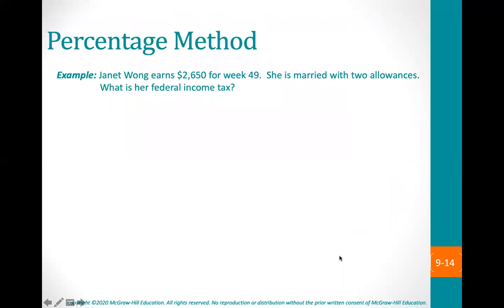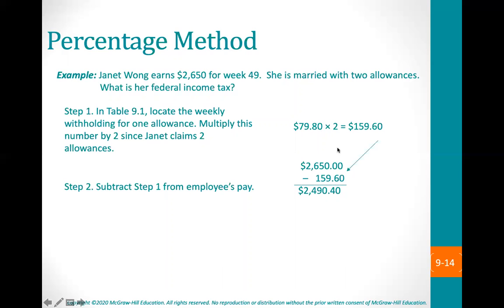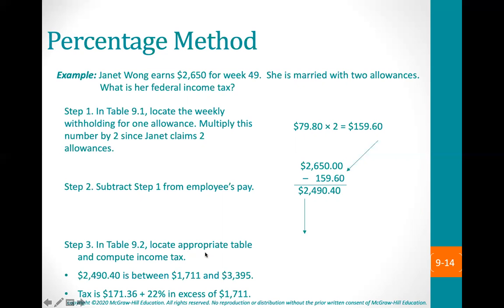So let's take a look at this. Janet earns $26.50 for week 49. Married with 2 allowances, what is her federal income tax? So like I said, table 9.1, locate the weekly withholding for 1 allowance. Multiply this number times 2 since she claims 2 allowances. $79.80 times 2 is $159.60. Step 2, subtract step 1 from her gross pay. So $26.50 less $159.60 gives you $2,490.40, like I said previously. Step 3, locate the table and compute the income tax.